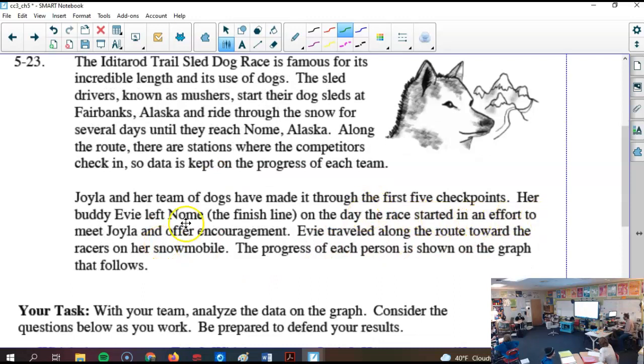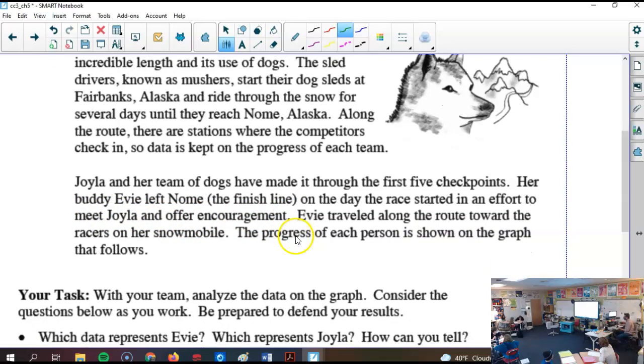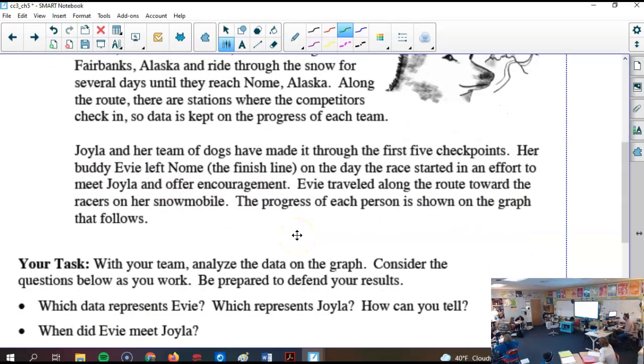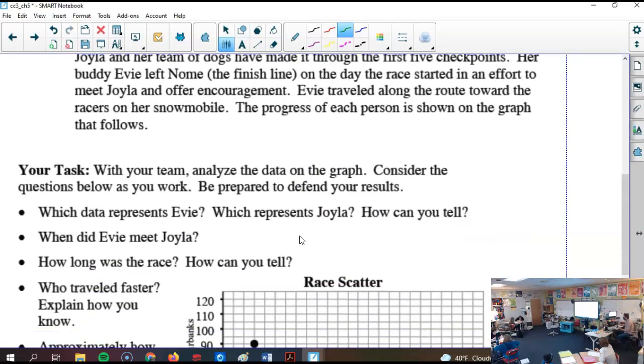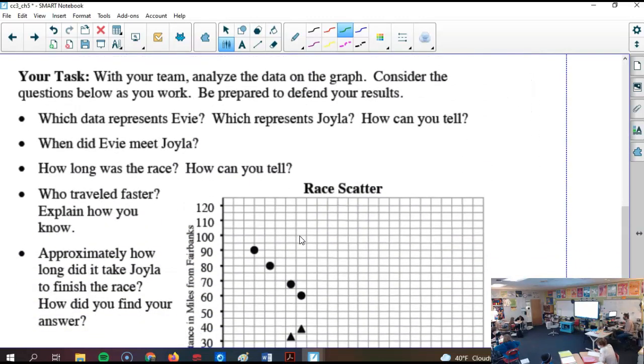Evie left on the day the race started in an effort to meet Jola and offer encouragement. Evie traveled along the route towards the racers on her snowmobile. Progress of each person is shown in the graph. So, down here, I'm not scrolling the whole way intentionally. We have a graph plotting Evie's location and Jola's location.